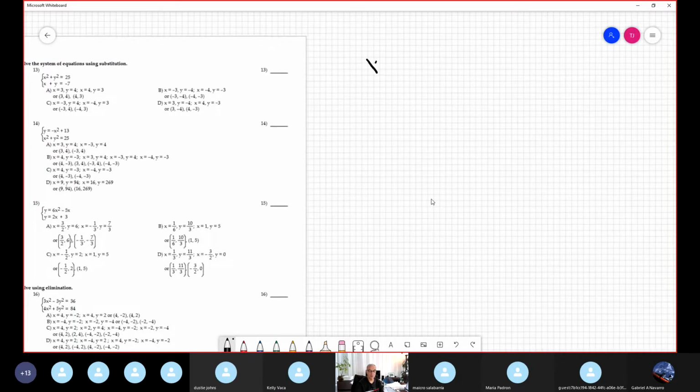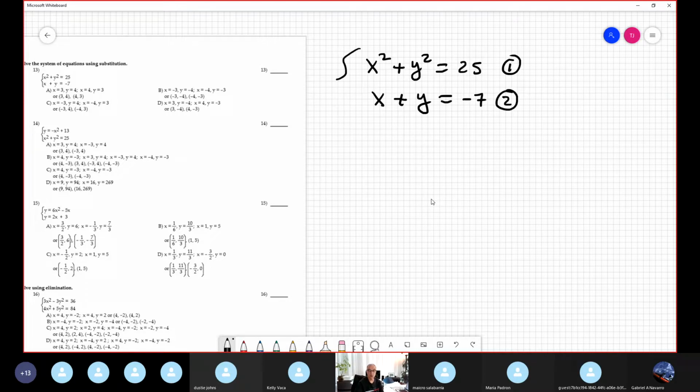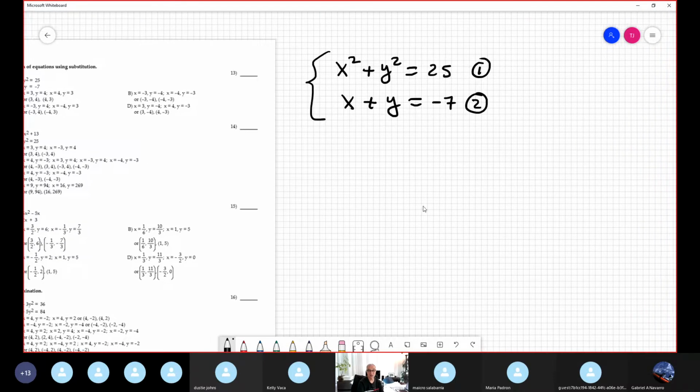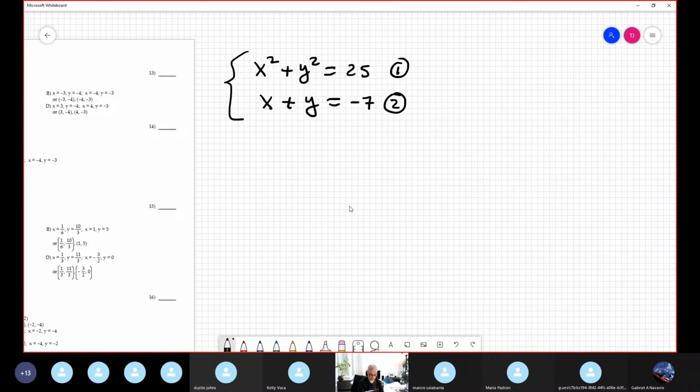13 says x squared plus y squared equals 25. That is equation number 1. Equation number 2 is x plus y equals negative 7. Equation number 1 is nonlinear and equation number 2 is linear, so I take advantage of this. You take the linear equation and solve for y or for x, for the variable that has coefficient 1. Both contain coefficient 1, so there is no difference.